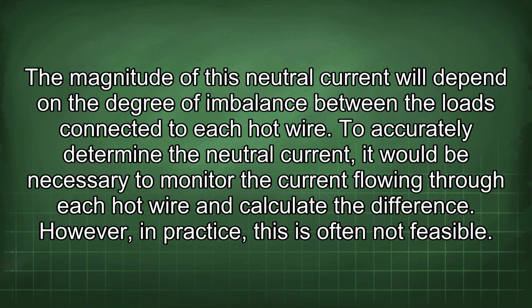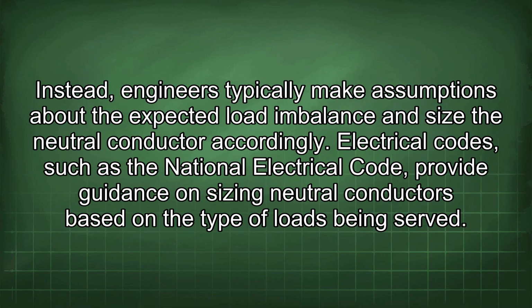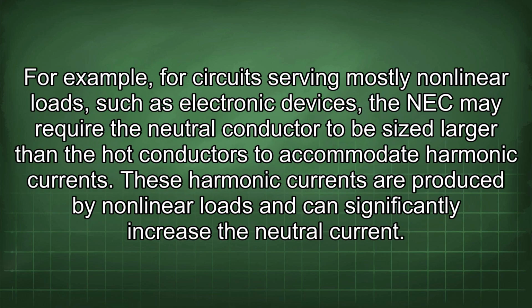However, in practice, this is often not feasible. Instead, engineers typically make assumptions about the expected load imbalance and size the neutral conductor accordingly. Electrical codes, such as the National Electrical Code, provide guidance on sizing neutral conductors based on the type of loads being served. For example, for circuits serving mostly nonlinear loads, such as electronic devices, the NEC may require the neutral conductor to be sized larger than the hot conductors to accommodate harmonic currents. These harmonic currents are produced by nonlinear loads and can significantly increase the neutral current.